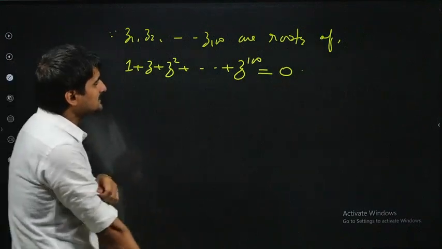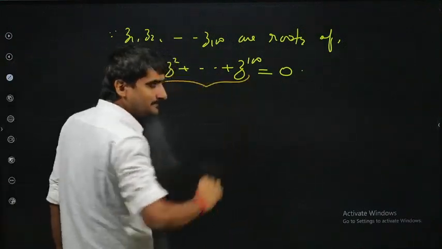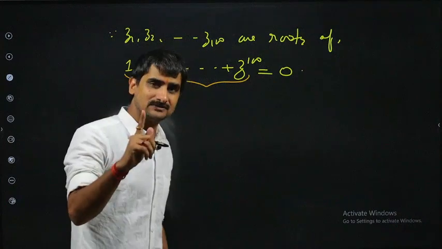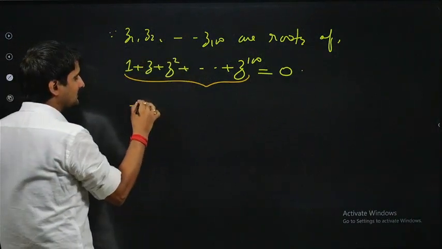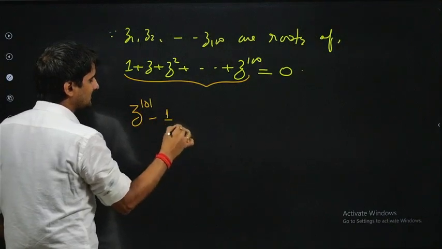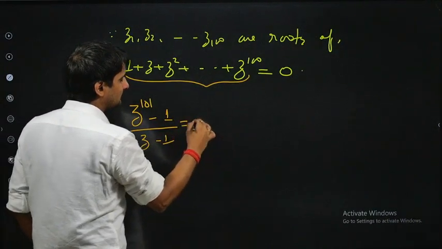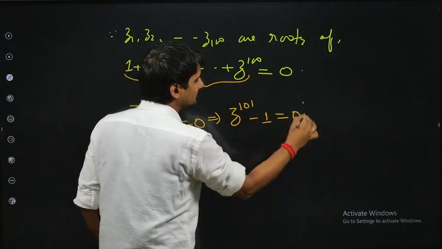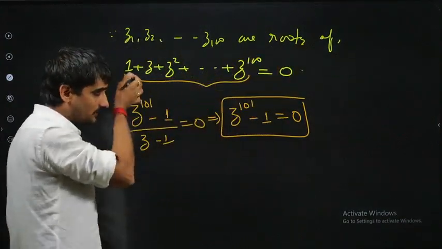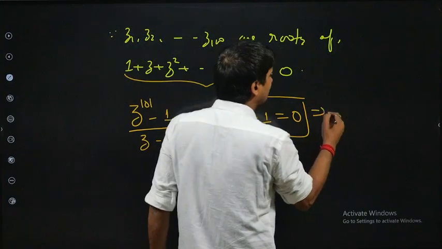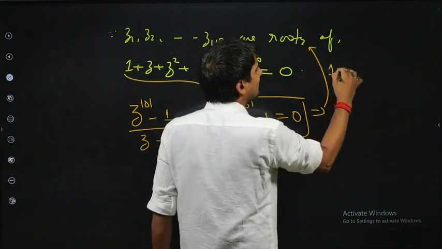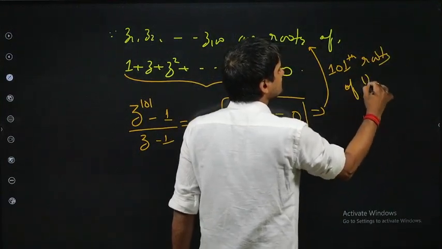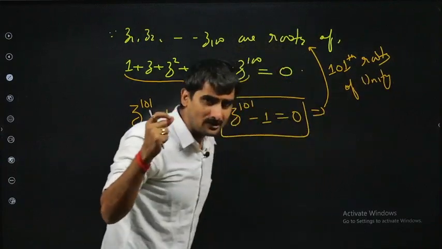But my point is, see, that's a GP of 101 terms whose common ratio is z and first term is 1. So I can write this as z raised to the power 101 minus 1 upon z minus 1 equal to 0. So z raised to the power 101 minus 1 equals 0. So these are the 101st roots of unity except 1. Only one root out of 101 roots.